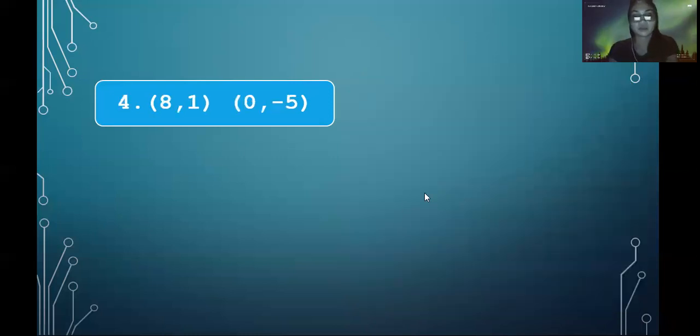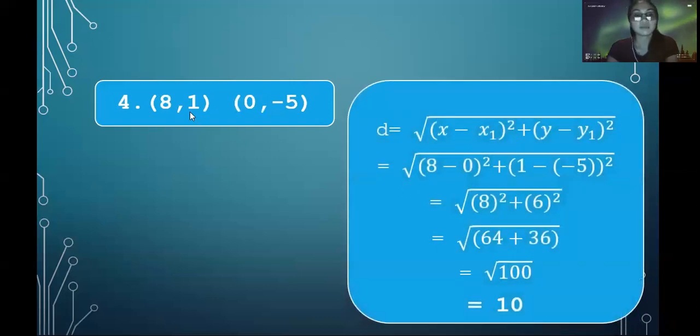So number 4. The given points are (8, 1) and (0, -5). Then also, same as problems 1, 2, and 3, we are assigned to find the distance between points. So the distance formula is equal to the square root of quantity x minus x sub 1 squared plus y minus y sub 1 squared.